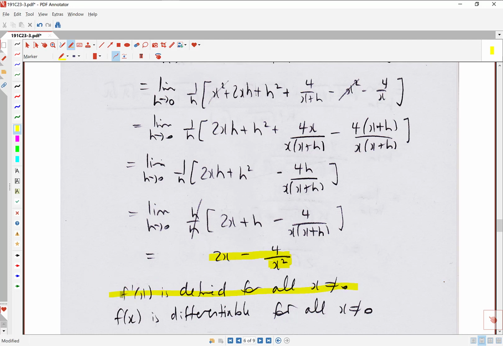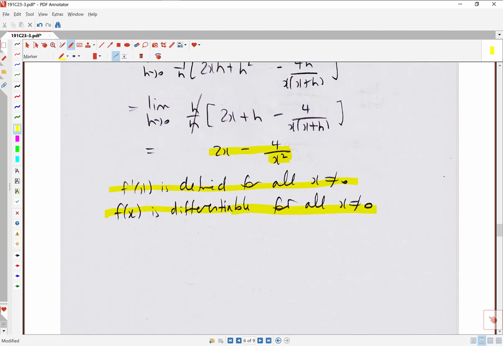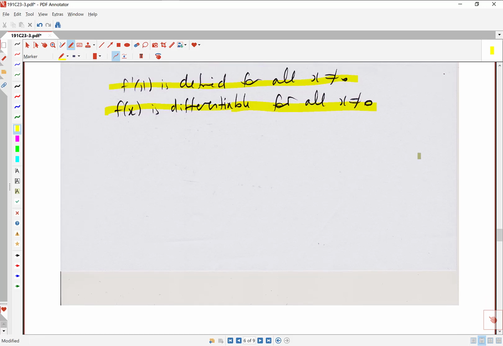And to say that your derivative is defined is the exact same thing as to say your original function is differentiable. So f of x is differentiable for all x not equal to 0. So that's just a little bit of practice with our terminology. Okay, a couple more examples to go.